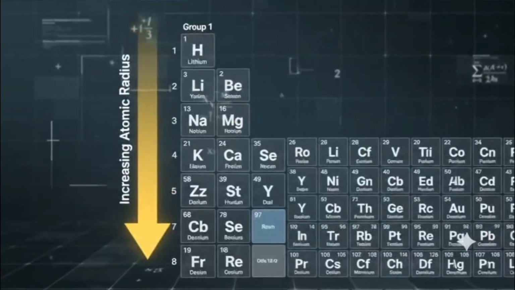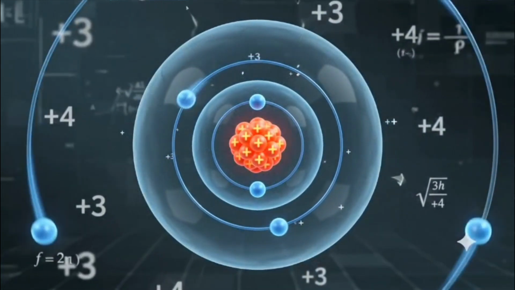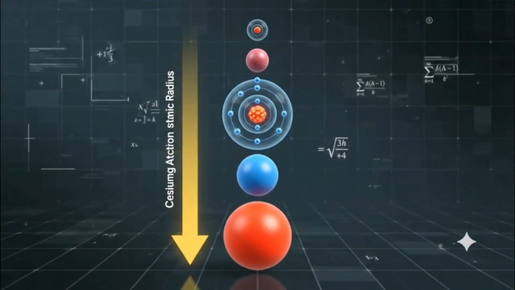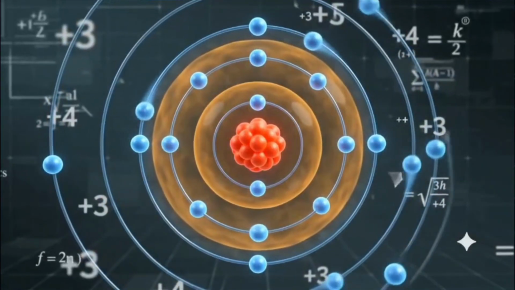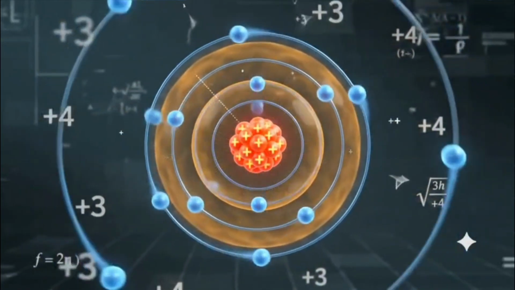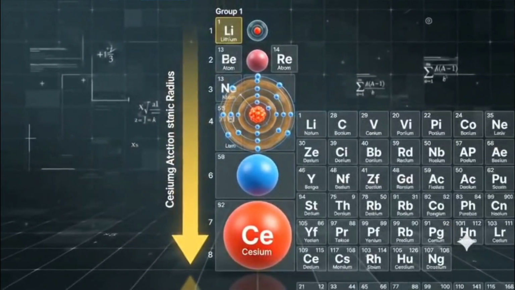Now move down a group. Atomic radius generally increases. Every step downward adds a new principal electron shell, placing the valence electrons farther from the nucleus. More inner shells also mean greater shielding, which reduces the effective attraction on the outer electrons, so the electron cloud becomes larger, and atomic radius increases down the group.